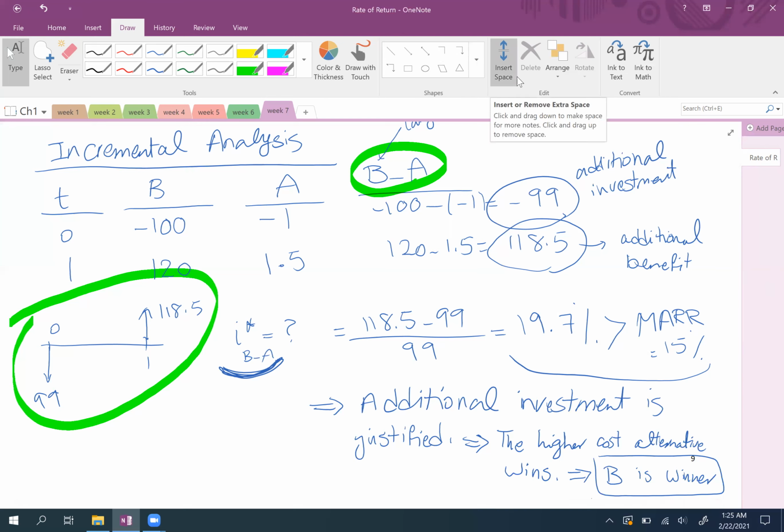So that's the topic of our discussion for chapter 8, that we would like to compare two or even multiple alternatives using rate of return analysis. So I will stop the video at this point.